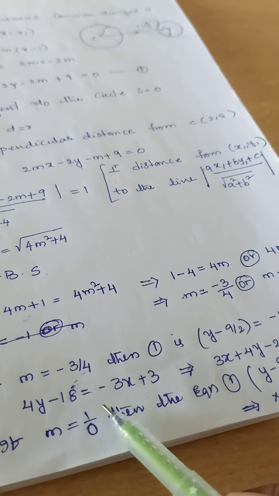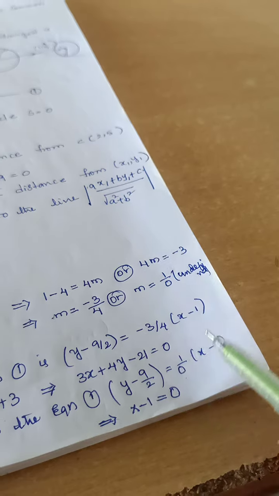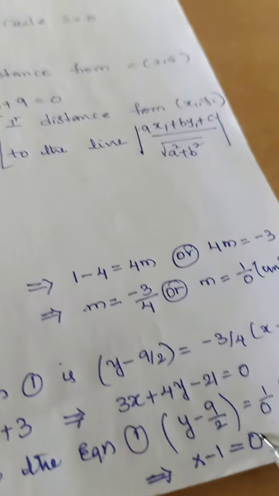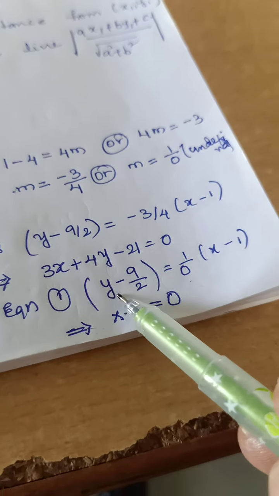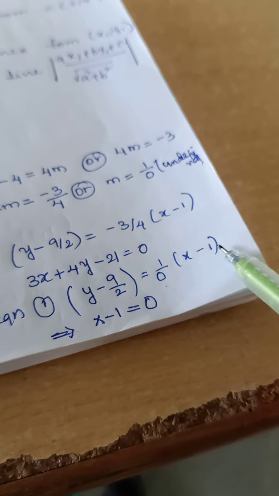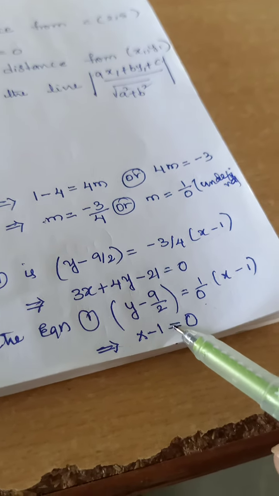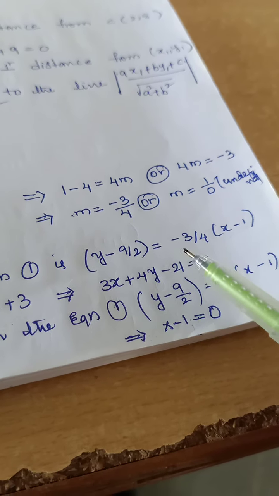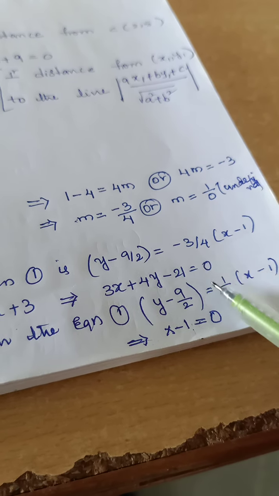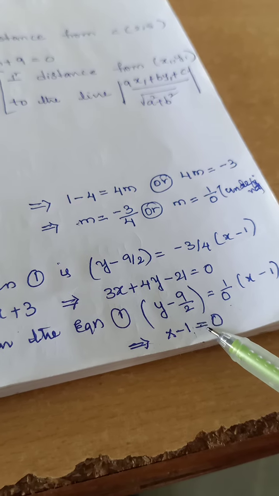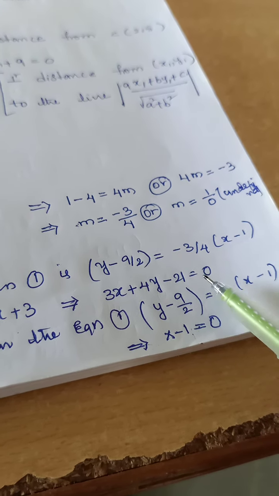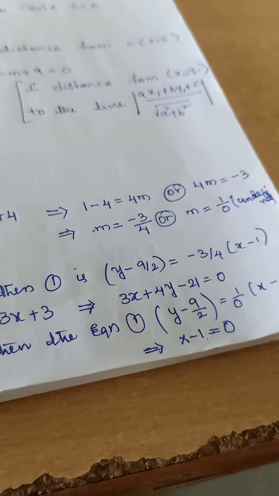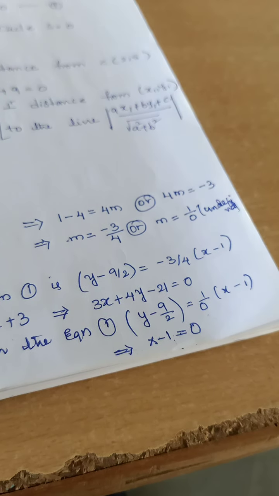Now the second slope, m = 1/0. Substitute here in this equation. On cross multiplication, 0 into this will be 0, so we get x − 1 = 0. This is the second tangent. This is one tangent and this is also the second tangent. Their intersection is called the internal center of similitude. These two are called the equations of transverse common tangents.